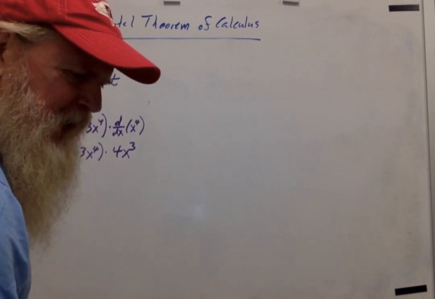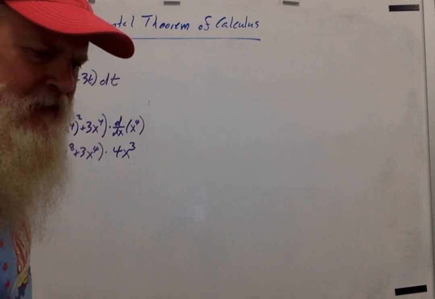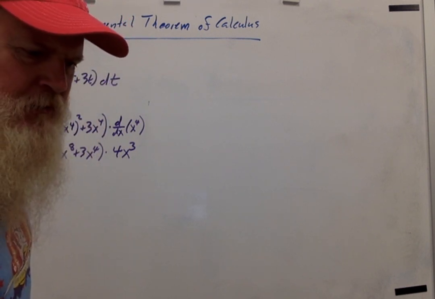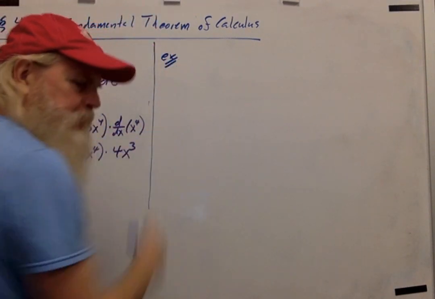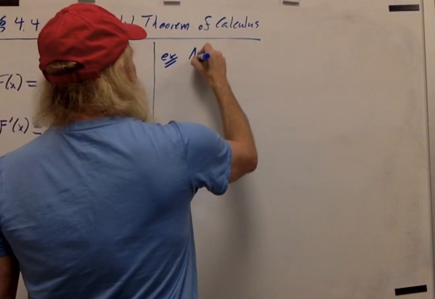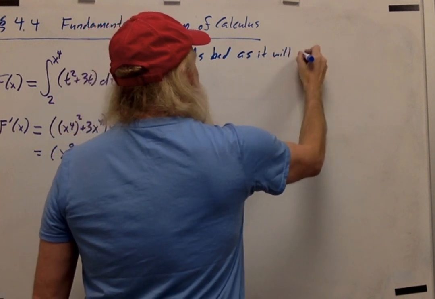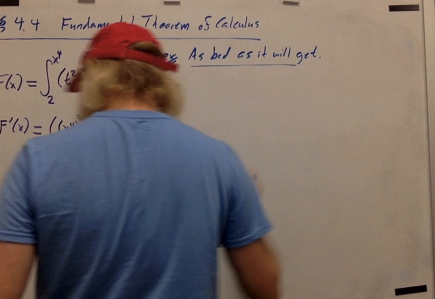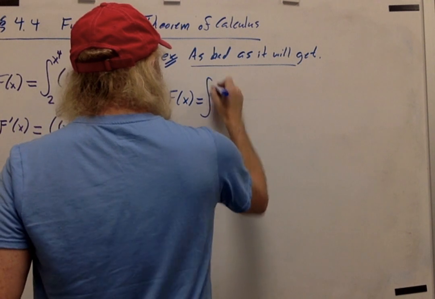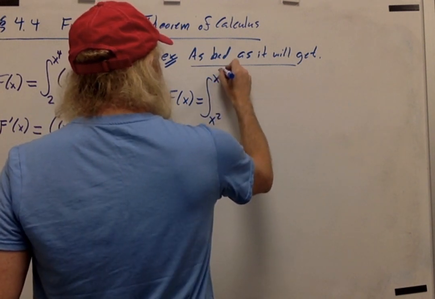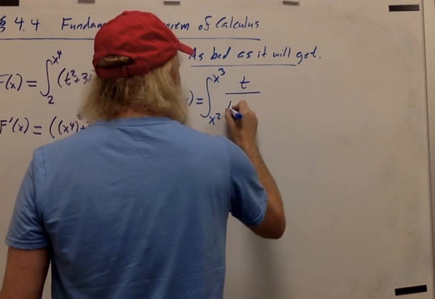Now there's one other situation I need to show you. And let me maybe save that for, no, I think I can still do it in this video. Let's continue. Here's one more example. And this is as bad as it's going to get on the test. And that'll be a problem like this. F of x is equal to the integral from x squared to x cubed of t over t squared plus 1.